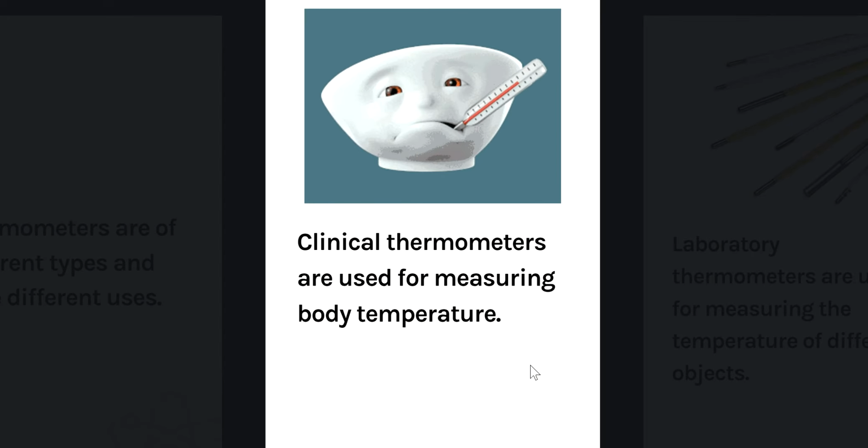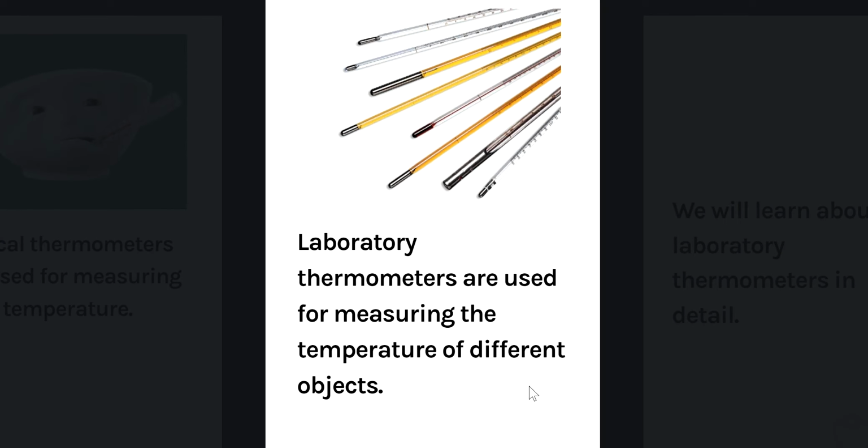Clinical thermometers are used for measuring body temperature. So to measure the body temperature, we will be using a clinical thermometer, whereas laboratory thermometers are used for measuring the temperature of different objects. Students, all the objects other than the human body are measured by laboratory thermometers or other thermometers like the thermocouple thermometer. An infrared thermometer is also used to measure the human body temperature.